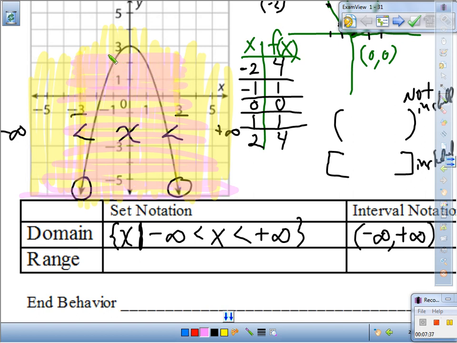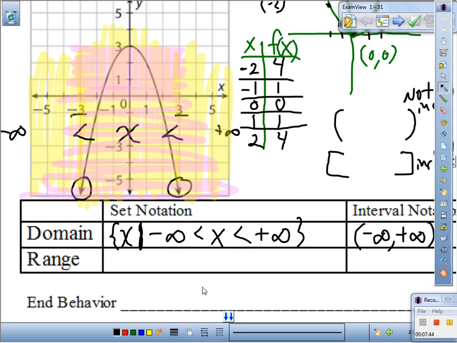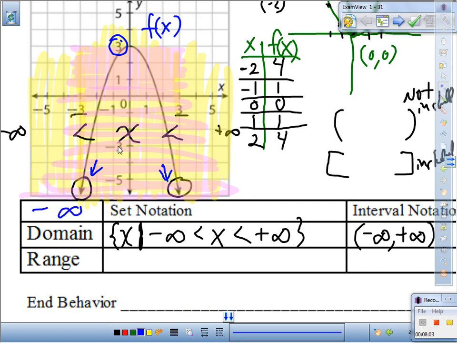Right there. Okay. So my range ends at +3 of y, or of f of x. And it starts here. Does it start here? No, since it has arrows and it keeps going, that means it keeps going to -infinity of the f of x. Is that correct? Yes, Mr. Q.